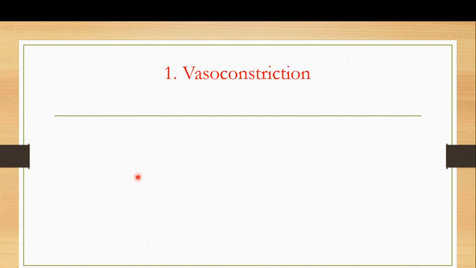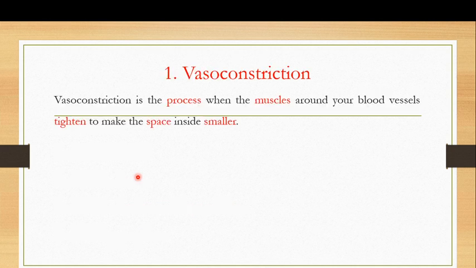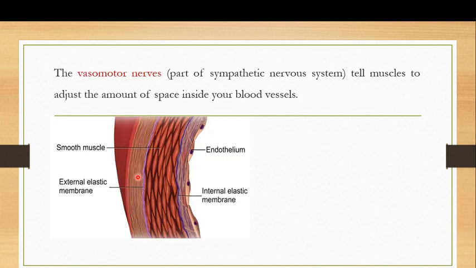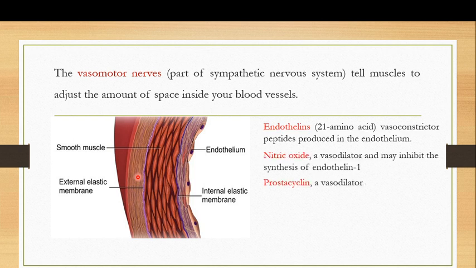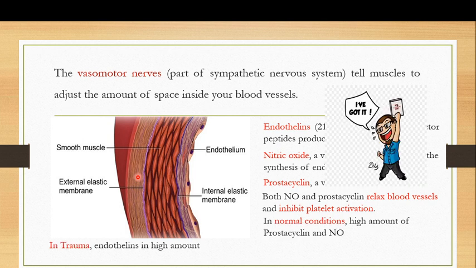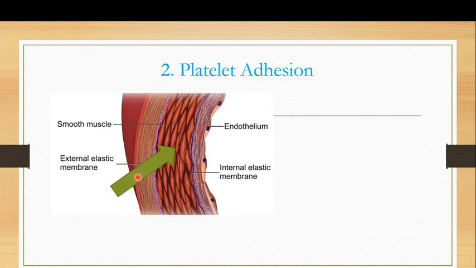Now, in the last video, I focused on the vasoconstriction, which is actually the process when the muscles around the blood vessels tighten to make the space inside smaller. And I gave you the detail of how this process of vasoconstriction works, utilizing the endothelin, the nitric oxide, and the prostacyclin. Now, in this particular video, I want to focus on the platelet adhesion. What is platelet adhesion?